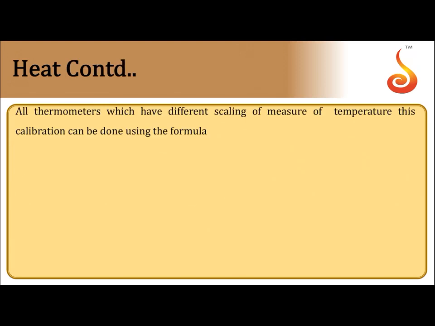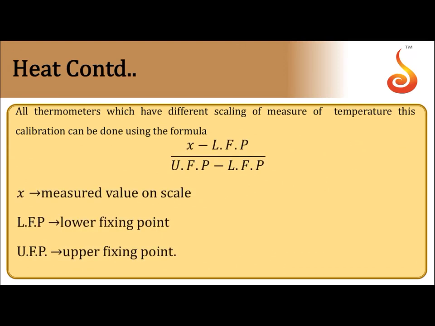So all the thermometers which have different scaling of measure can be calibrated using the formula (x minus LFP) divided by (UFP minus LFP), where x is the measured value of temperature on the scale, LFP is the lower fixed point which is the melting ice temperature, and UFP is the upper fixed point, it is the steam temperature, that is the boiling point of water.